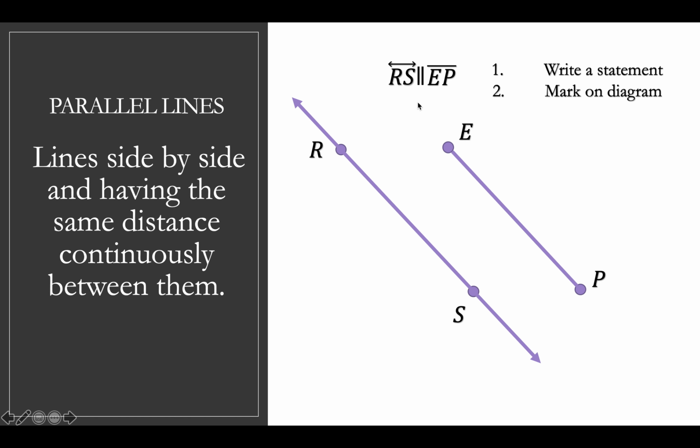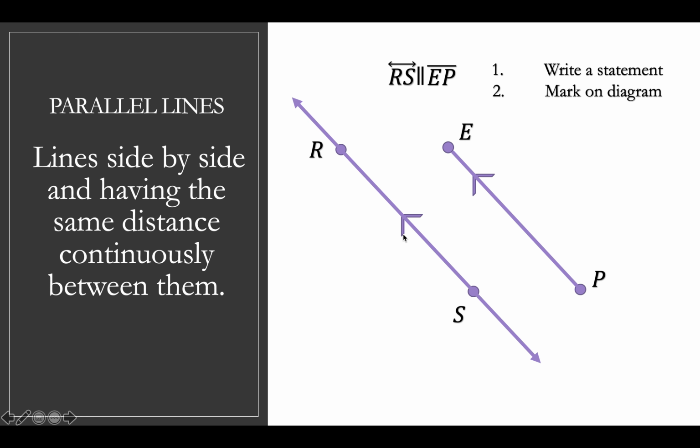Now, how do I mark that on the diagram? Because maybe after I figure this out, I don't want to just have to look up here every time I remember it, because there might be more than this on the diagram. Well, I would just put these little arrows like this. I would put the same number of arrows on each line that is parallel. So if I had a third line out here, then I would put one arrow on it too, if it was parallel to these two lines.